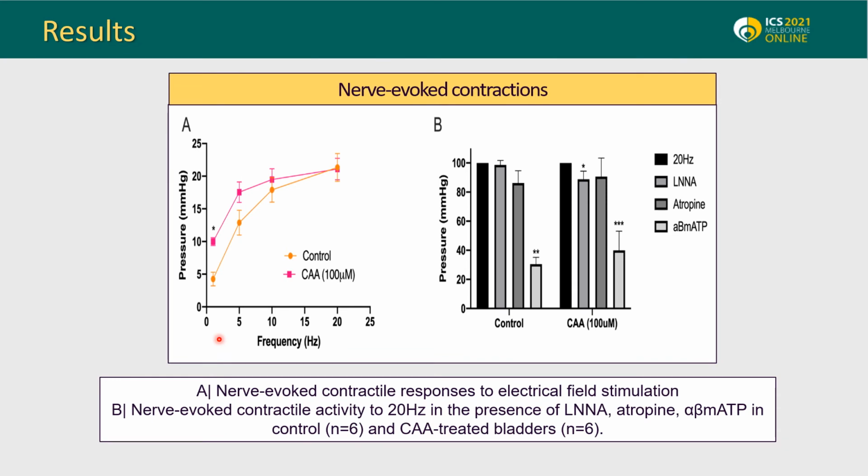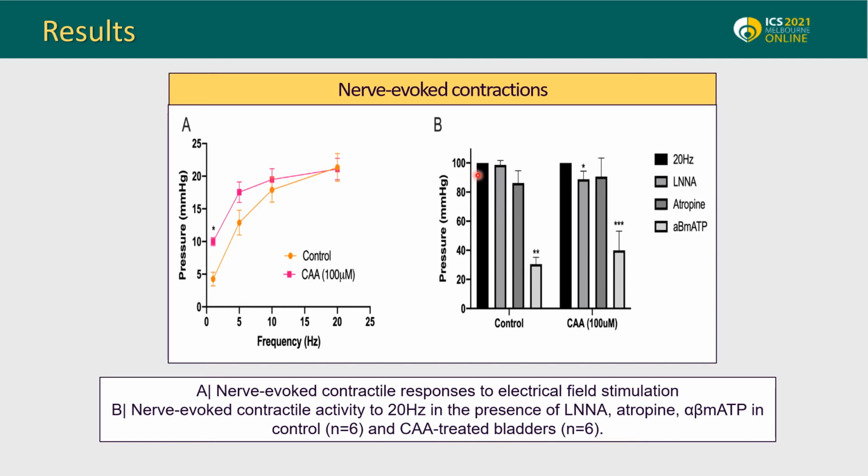Depolarization of efferent motor nerves of the bladder by electrical field stimulation produced frequency-dependent contractions, shown here on the left as increases in intravesical pressure. Responses at the lower frequencies were enhanced in the chloroacetaldehyde treated bladders. We also investigated the neurotransmitters involved in these contractions using a number of antagonists. You can see here on the right the control data and the chloroacetaldehyde treated bladders.